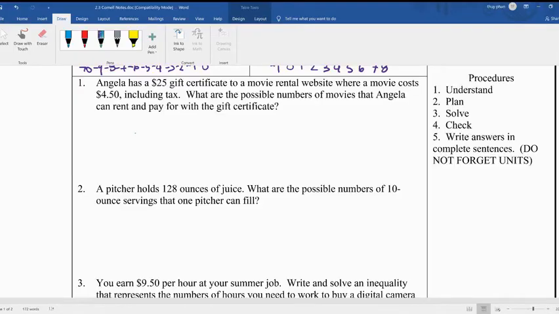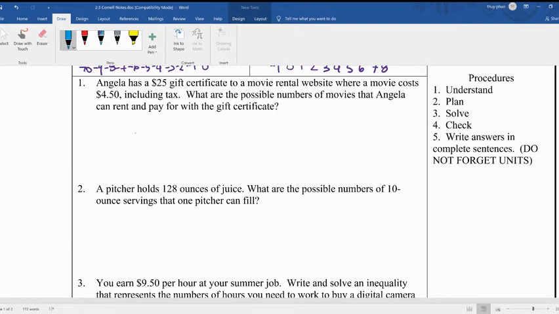Problem. Remember, it's a real life problem, so we want to make sure we think logically in the end when we look at the answers. So the procedures: understand what's going on in the problem, make a plan, solve, and check. And always make sure you write your final answers in a complete sentence, and don't forget your units. So let's take a look at the first problem.